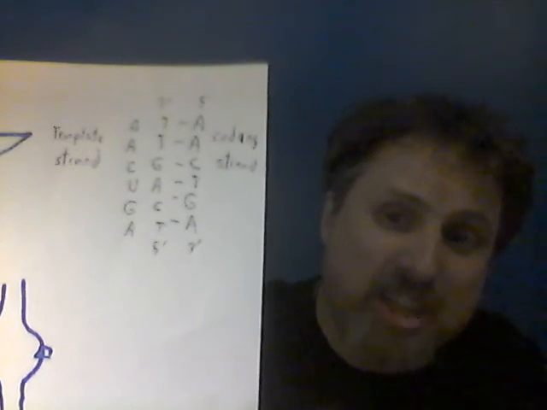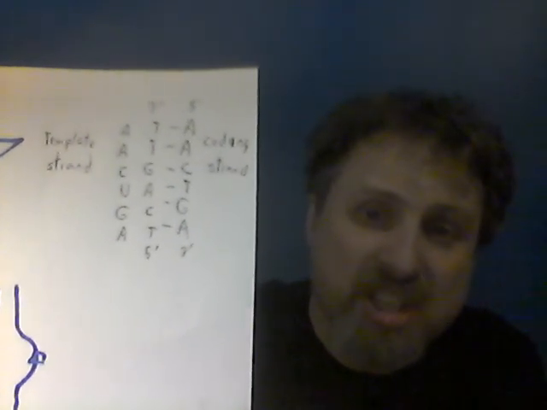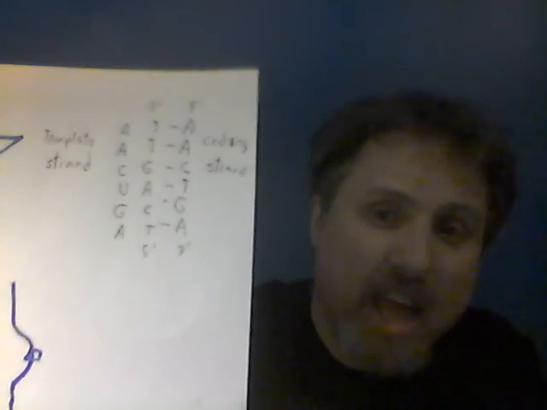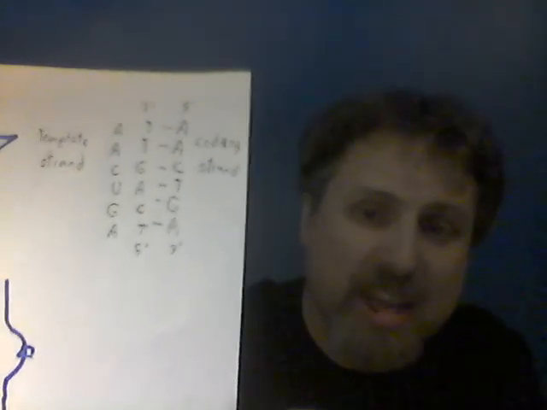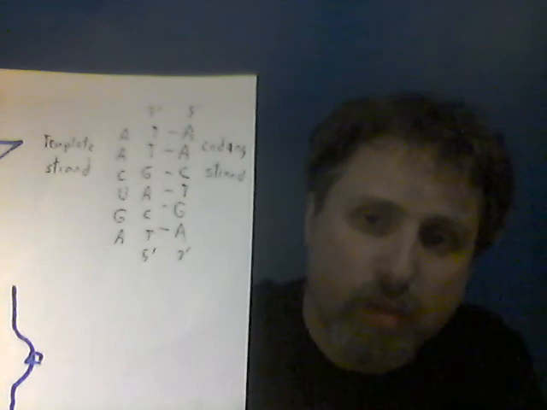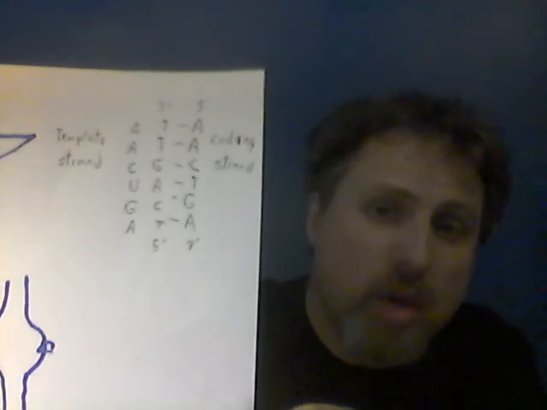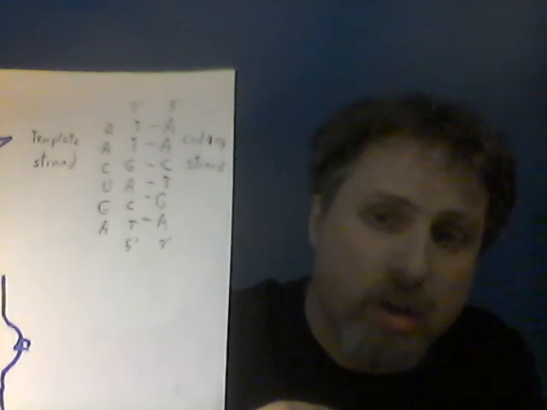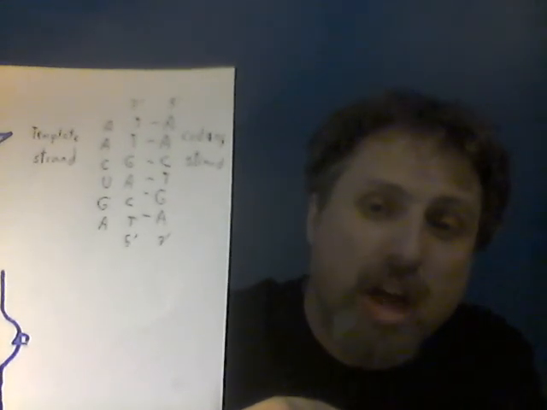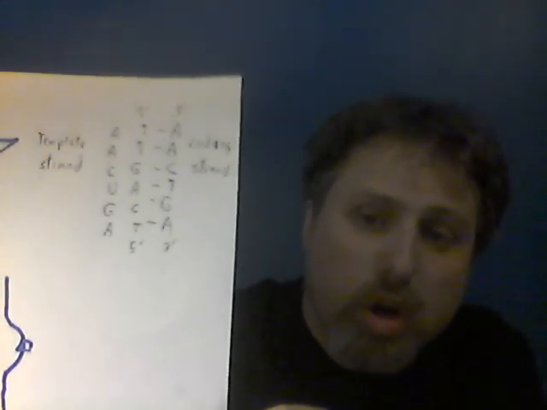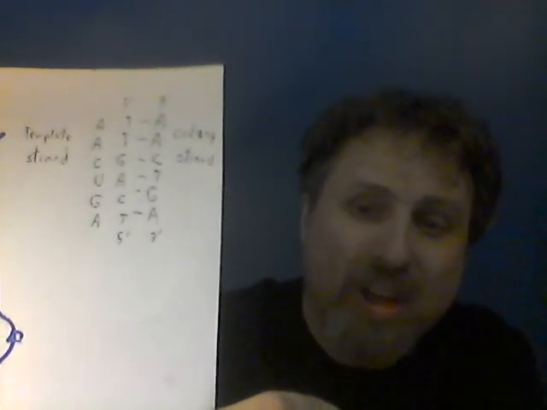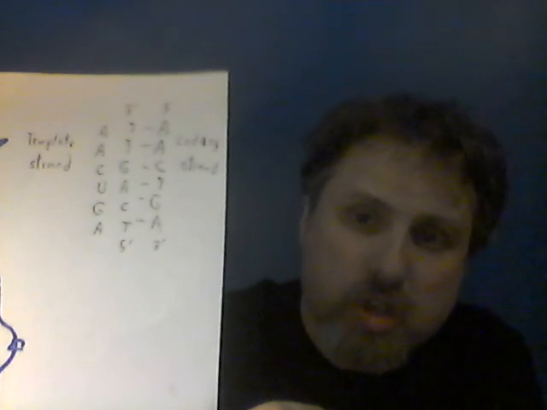But because A has to pair with T and G has to pair with C, I can't use the coding strand to build my RNA because A won't go with A and C won't go with C and so forth. I need to use its opposite. So you can see that even though the coding strand is completely uninvolved in the process of transcription, the sequence we end up building will look like the coding strand when we are done. Only difference will be that it will contain U's instead of T's.